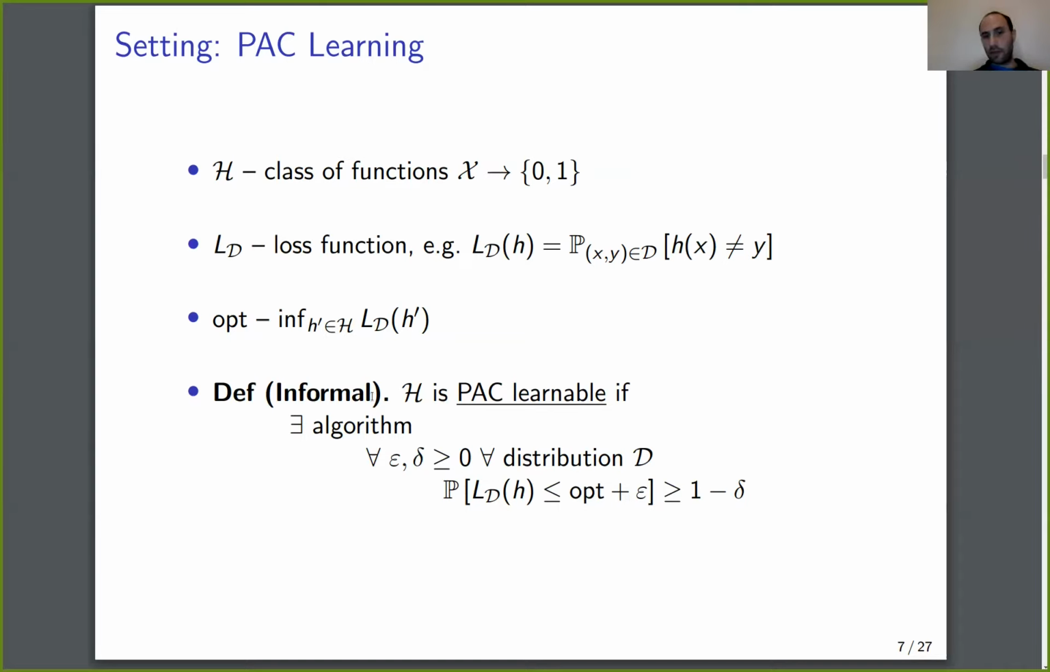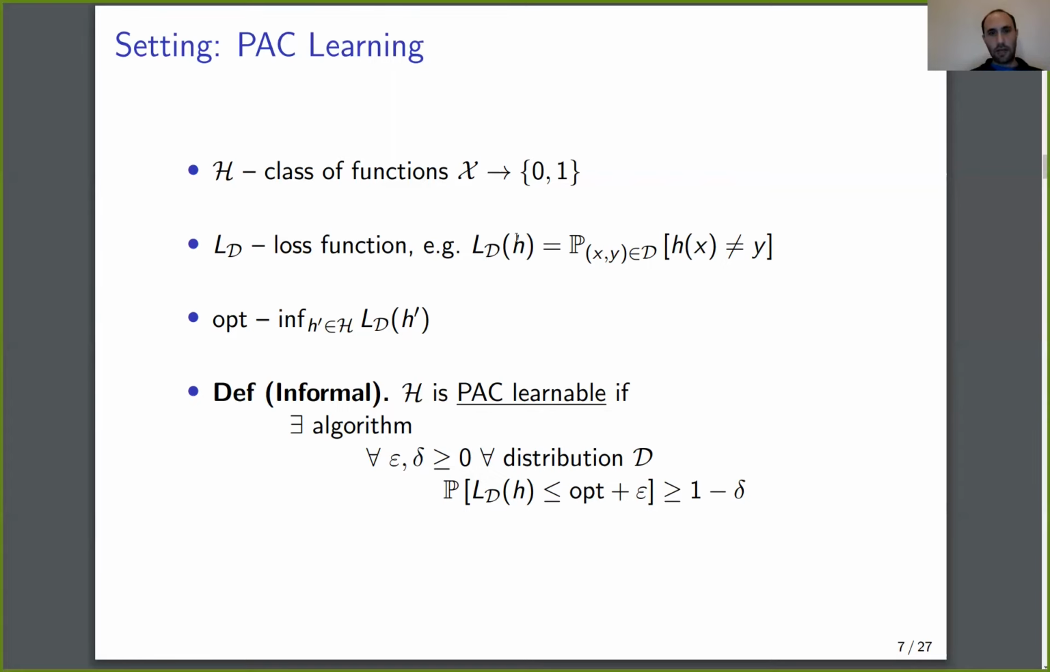So this is the minimal loss you can achieve if you're using hypotheses from H. And we say that a class H is PAC learnable if there exists an algorithm such that for every epsilon and delta and every unknown distribution, if we execute this algorithm with samples from the distribution, then with high probability, the result is approximately correct. It's probably approximately correct. So with probability at least 1 minus delta, the loss of h, the output, is at most epsilon worse than the optimum loss.